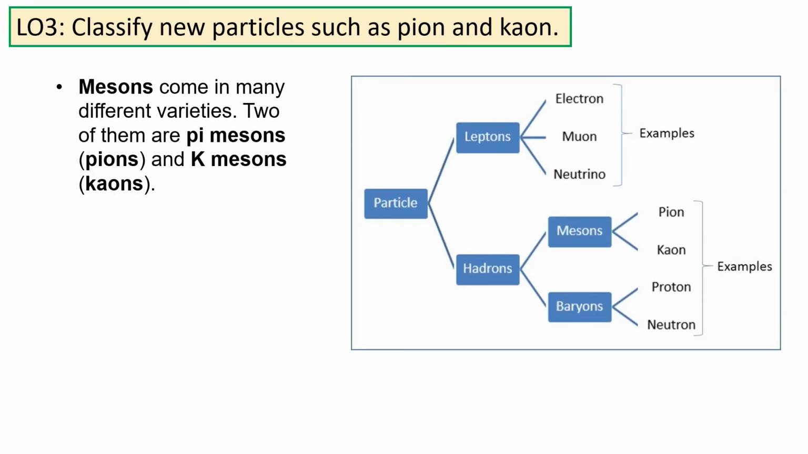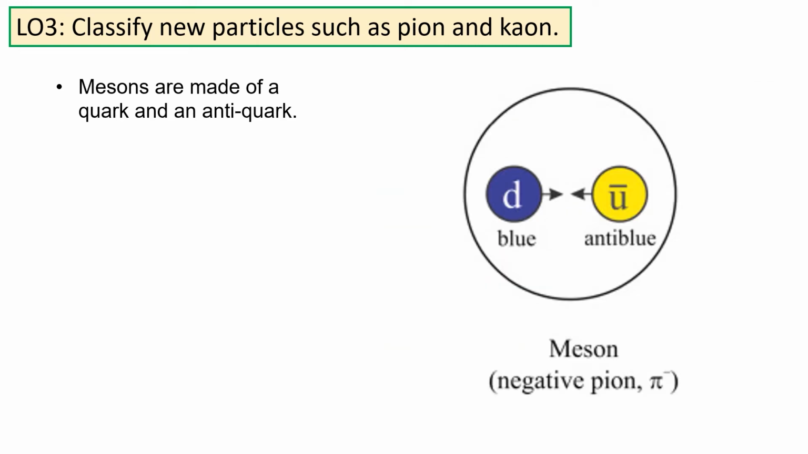The last group of particles we should know about are the mesons. These contain two different varieties of meson, the pi meson and the k meson, that is the pions and the kaons. Every meson is made up of a quark and an antiquark. For example, a negative pi meson is made up of a down quark and an anti-up quark. We will cover these quark constituents in a lot more detail in a future lesson.